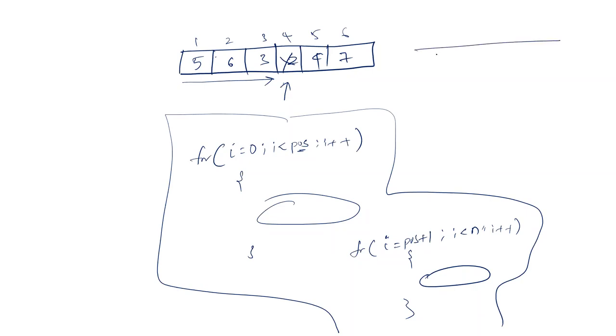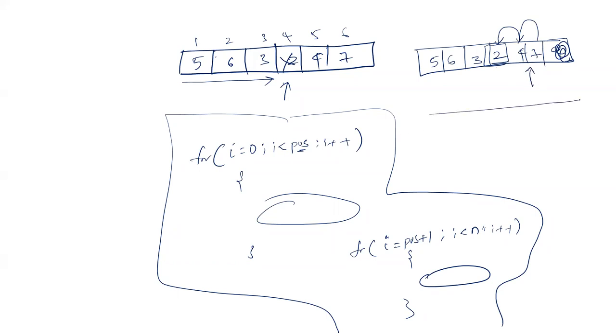To delete from the memory, we can do one thing. Remember, we cannot delete the memory which is allocated here. But we can do this: for example, there are the values 5 6 3 2 4 7. After this position, replace this value to here and replace this value to here, and print up to here.